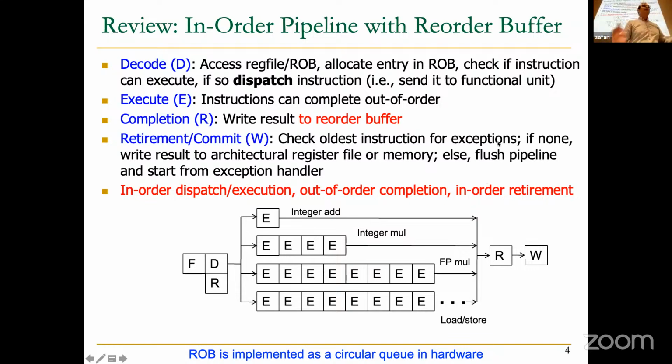Otherwise, if there's a problem with the instruction, the control logic flushes the pipeline and starts from the exception handler, or if you're handling an interrupt at that point in time. Basically, this is an in-order dispatch machine. Dispatching means sending instructions to the functional unit.